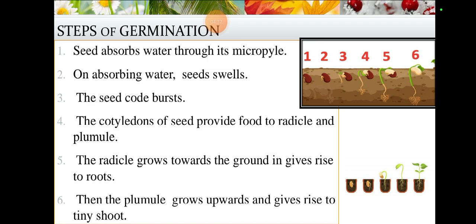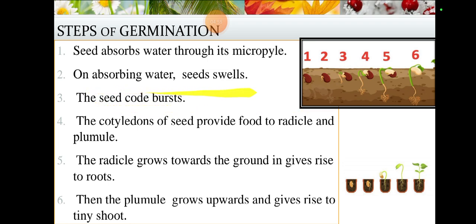So when the plumule grows, it gives rise to a shoot. But when the radicle grows, it gives rise to a root. So let's see what the proper process of germination of a seed is. The seed absorbs water through its micropyle.